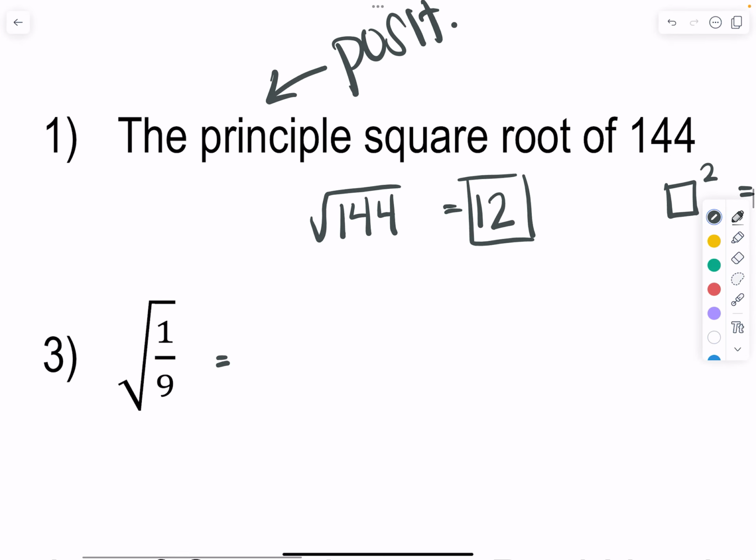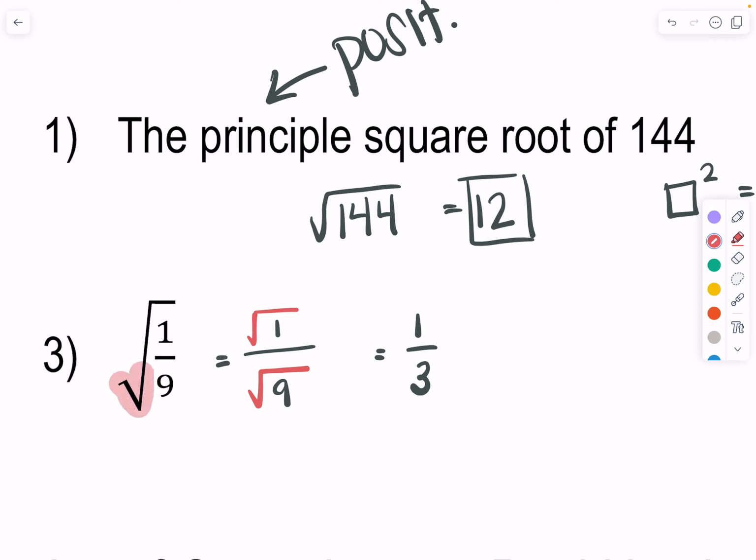And so let's see, why does this give me 1/3? Well, there's a property that you've learned in algebra that says you can rewrite the square root of a fraction as 2 different square root symbols. So what I did is I took the big giant square root and I split it up into the numerator and the denominator. And then the square root of 1 is 1. The square root of 9 is 3. And that's where my calculator got 1/3 from.